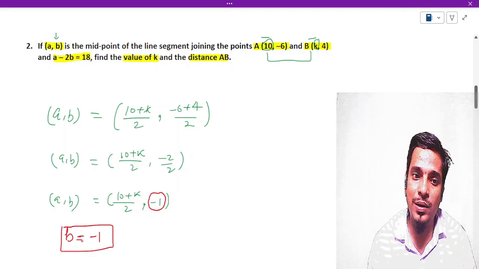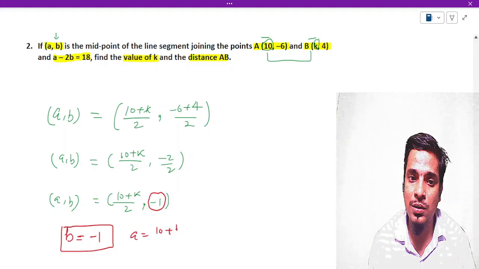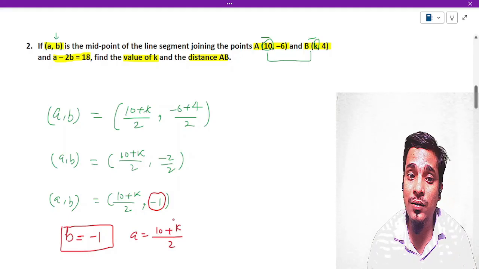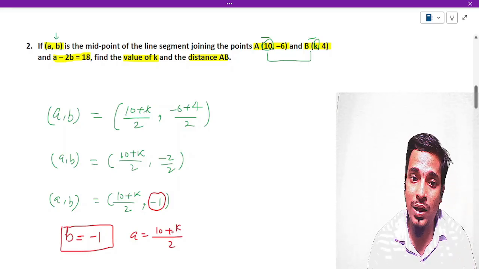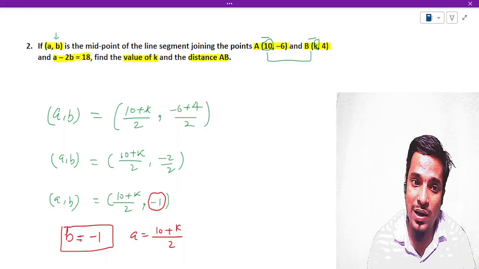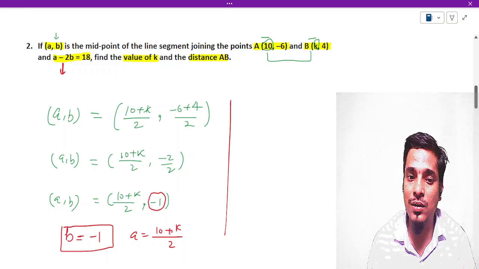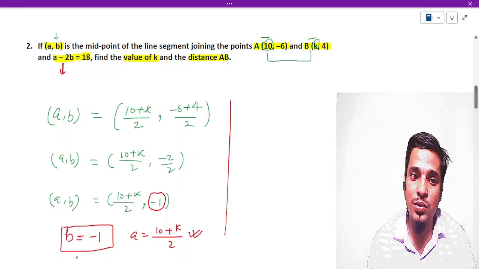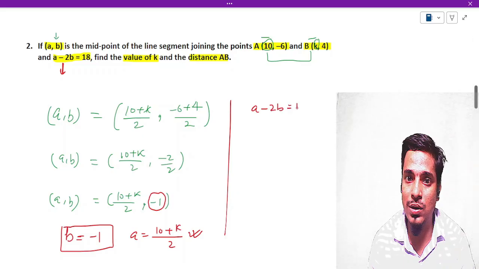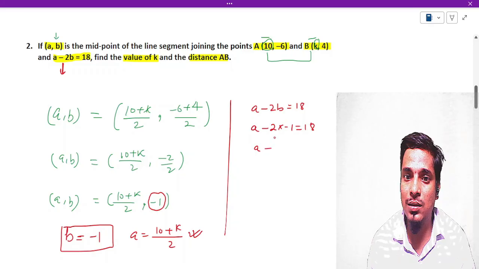Once we know the value of b, the second one is a is equal to what? a is equal to (10 + k) by 2. We want the value of k, but we cannot get it from here. Here we got the b value as -1, so we can use the given equation to get the value of a. Once we know the value of a, then we can get the value of k. So now just put this value of b, -1, in this equation, a minus 2b is equal to 18. So we'll get a minus 2 times b, and b's value is -1, right? Is equal to 18.